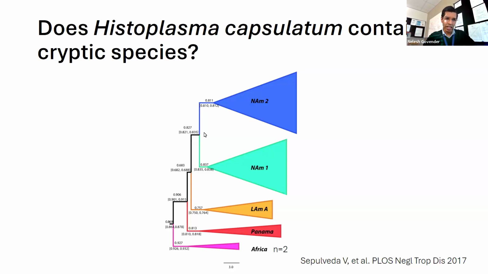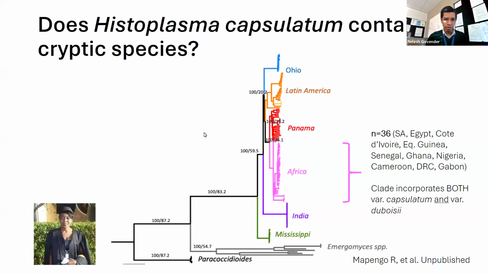So they've all been given names now. And in fact, the only one that didn't get a name is the Africa cryptic species, because in this study there were only 2 African isolates, and so there really wasn't sufficient data to say that the African clade was separate. But now Ritenda's done some new work as part of her PhD, which she'll hopefully be submitting in the next week or so.